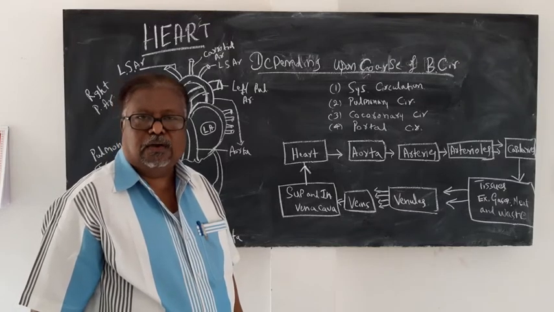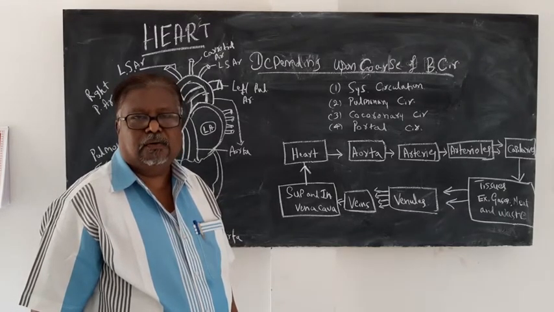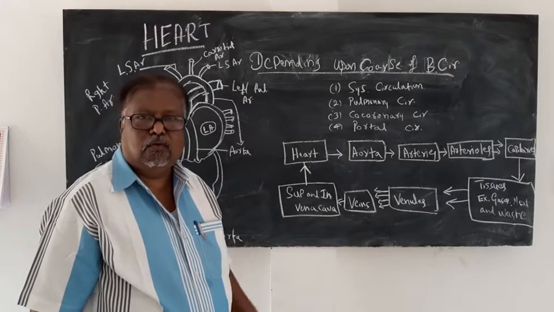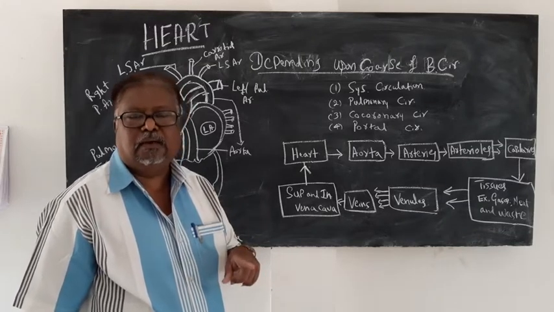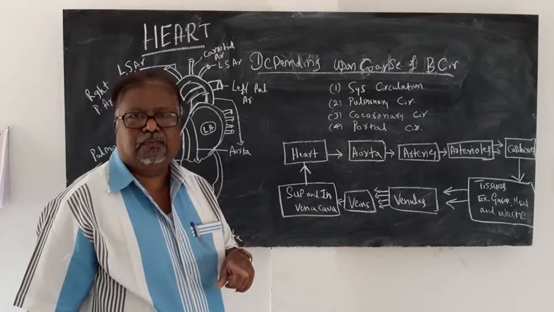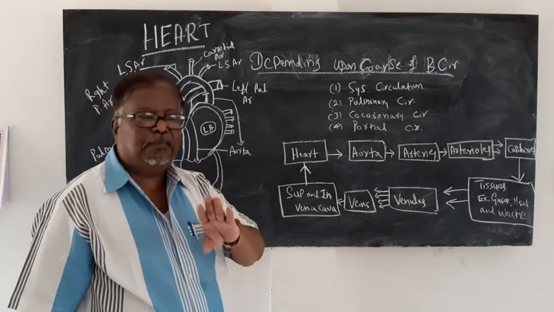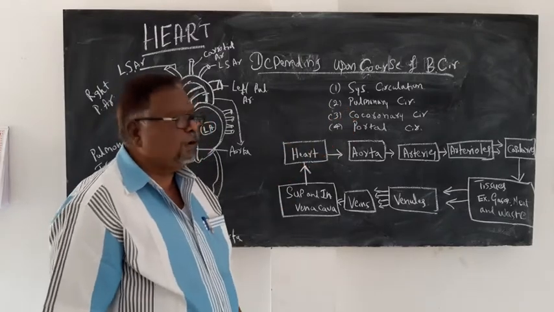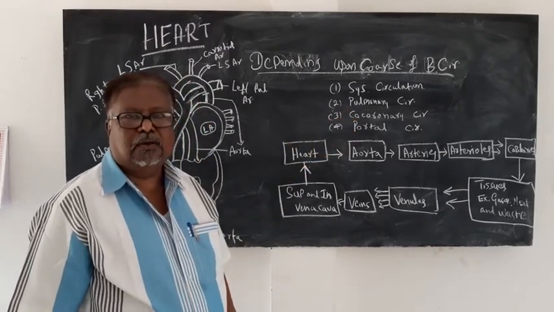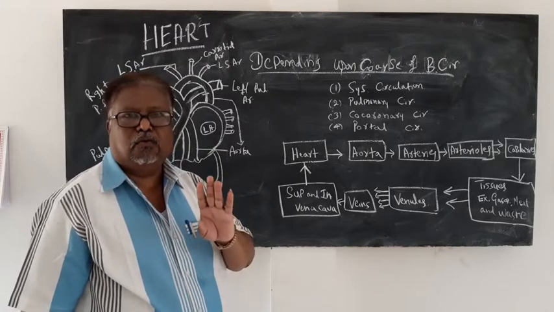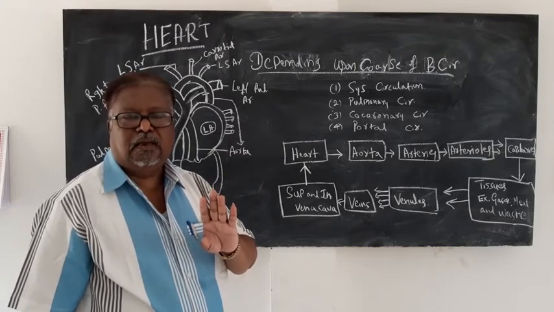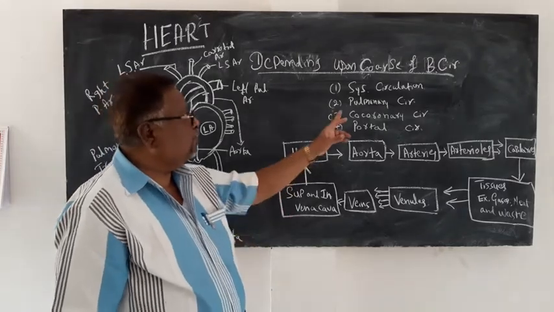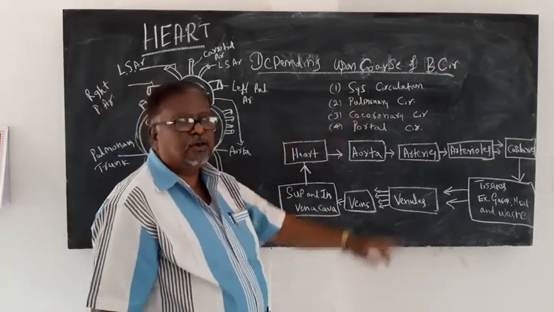Depending on the course of the blood circulation, meaning depending on the movement of the blood in the blood vessels, there are four types: the systemic circulation, pulmonary circulation, coronary and the portal circulation. So four types of movement of blood we can see in human beings. Today we are going to study the first one, that is the systemic circulation.